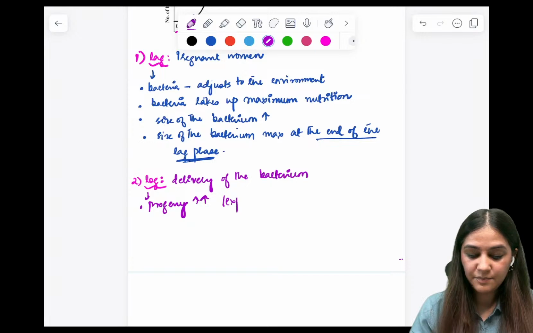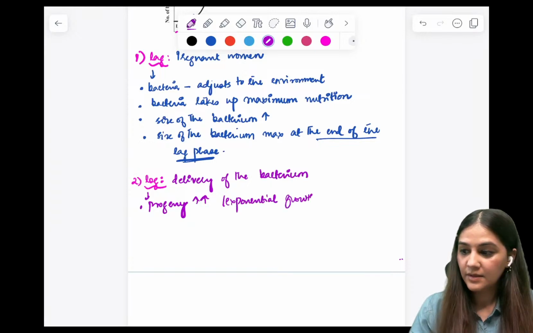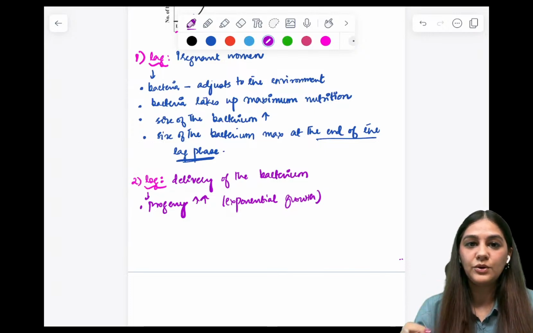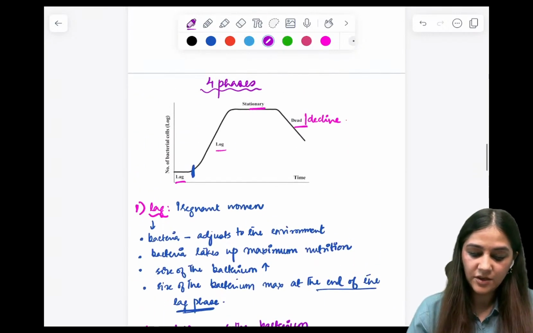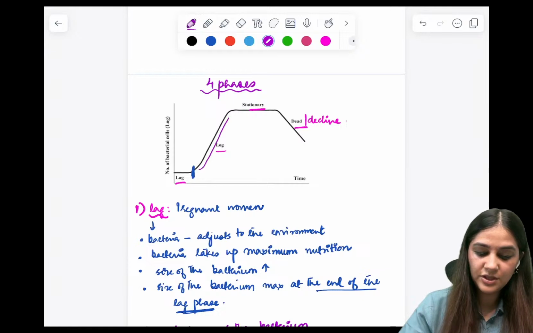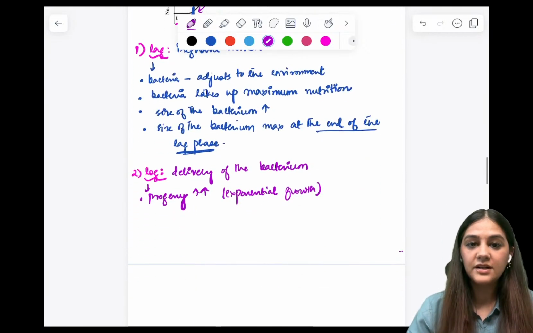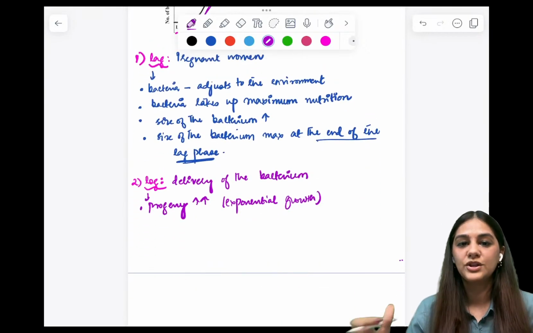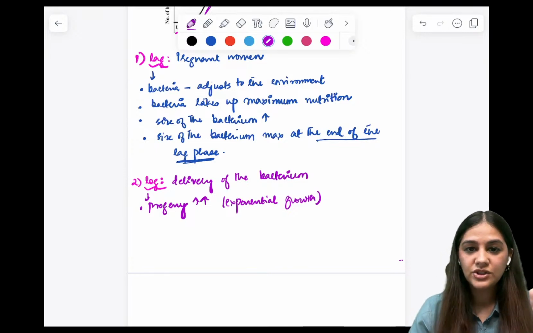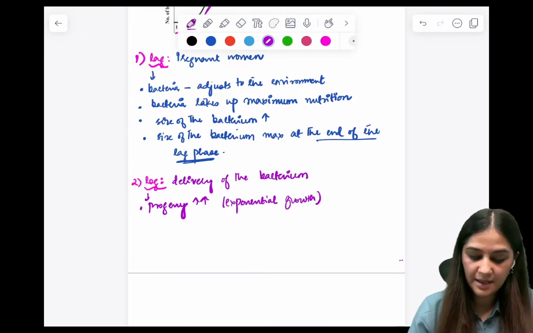So exponential growth is going to happen. As we see here, it is exponentially growing back to back, back to back. So much growth is happening, right? Exponential growth is happening because now the bacterium is delivering and producing a lot of babies. So one, the progeny is increasing and exponential growth is happening.